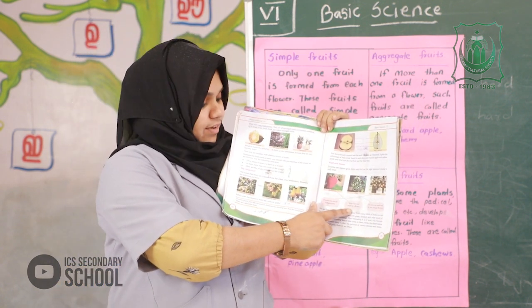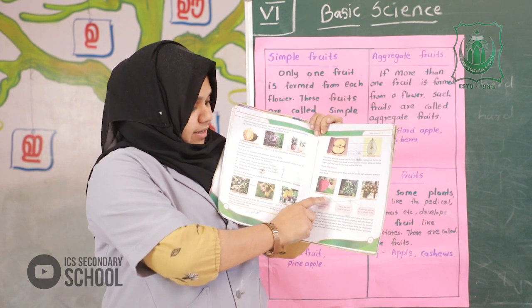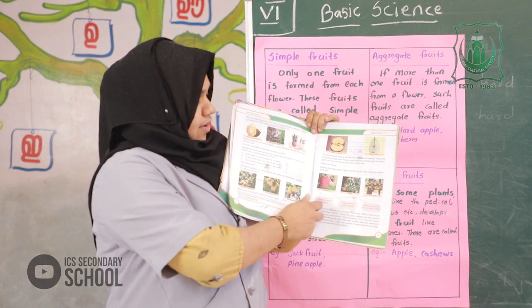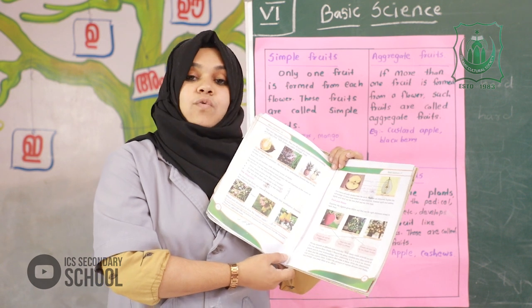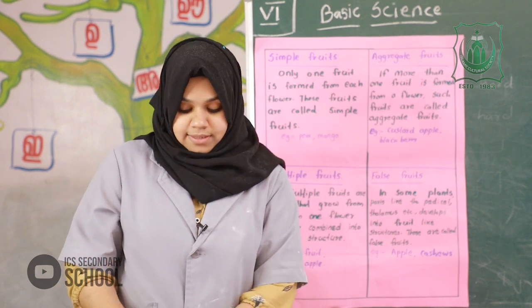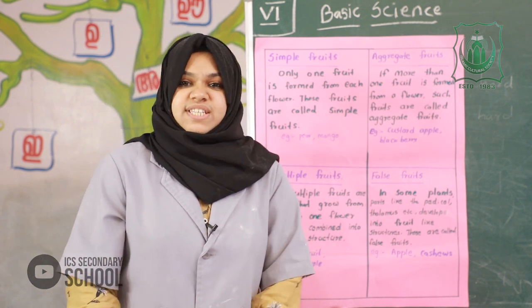More than one ovary in a flower. Next, chili: flowers are seen one by one, a single flower. That is chili. Flowers are seen one by one. That matches with the chili. Okay, these are the main facts for studying this chapter.